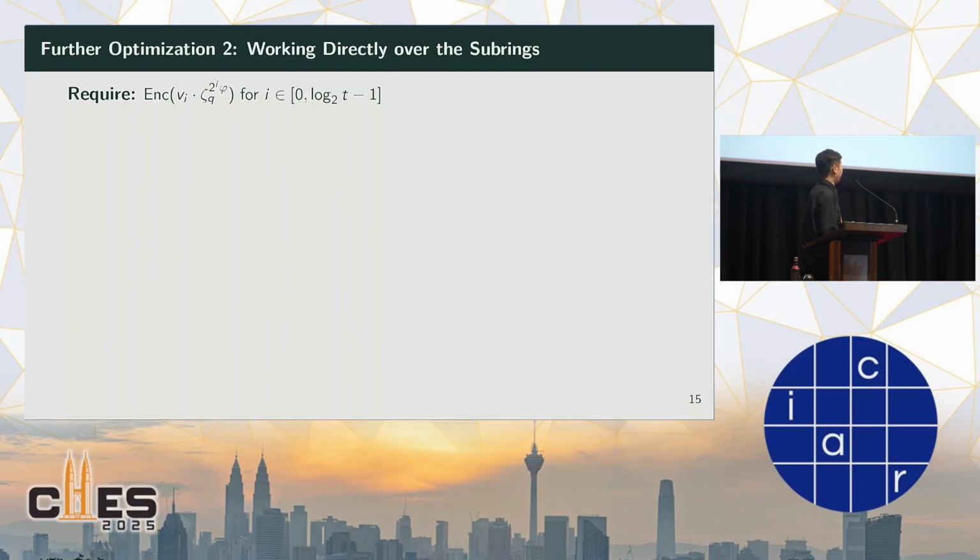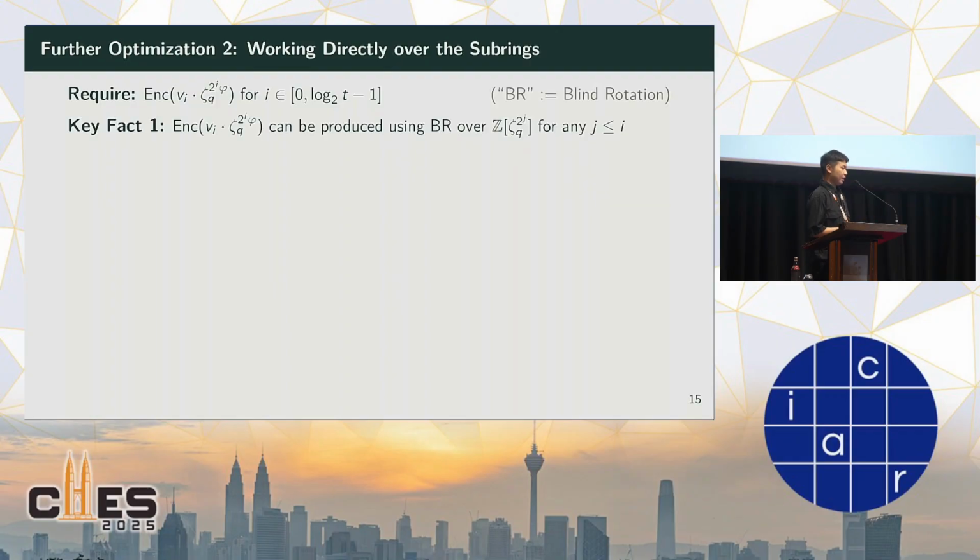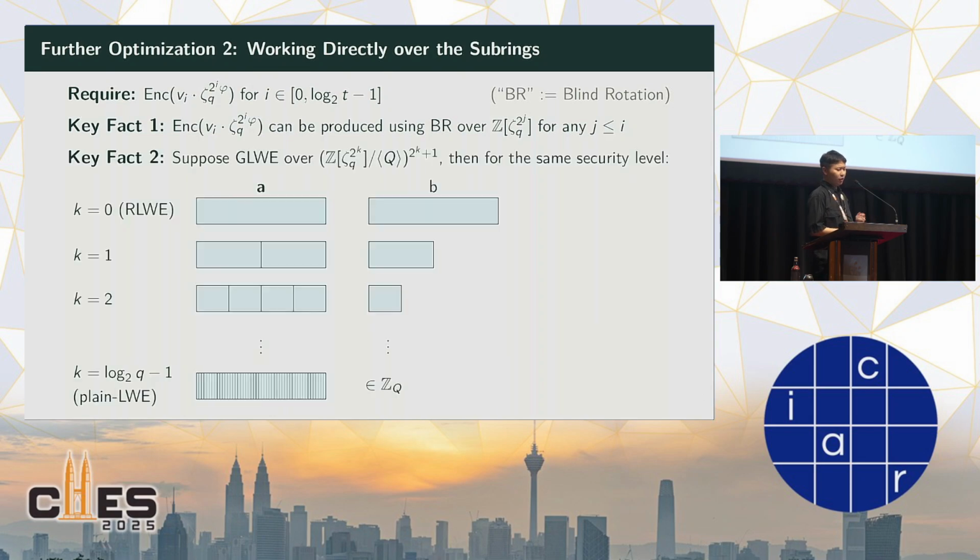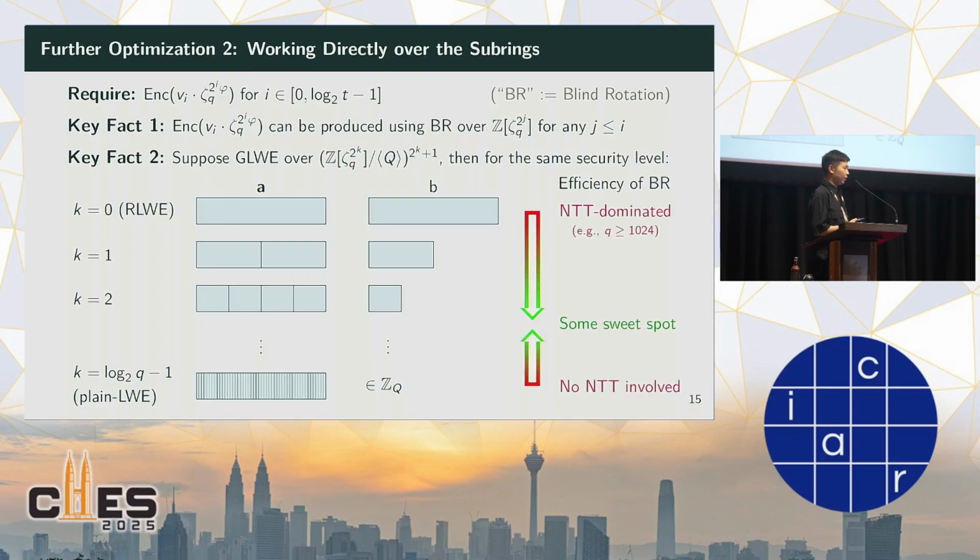This is our second optimization. We can work directly over the subrings. Recall that we require the encryption of the subring elements. The first key fact is that this encryption can be produced using blind rotation over many rings. We can use the most compatible ring, the full ring, or any of the subrings between these two rings. The second key fact is that GRWE is generally more compact for the same security level, and this matters for the efficiency of blind rotation.